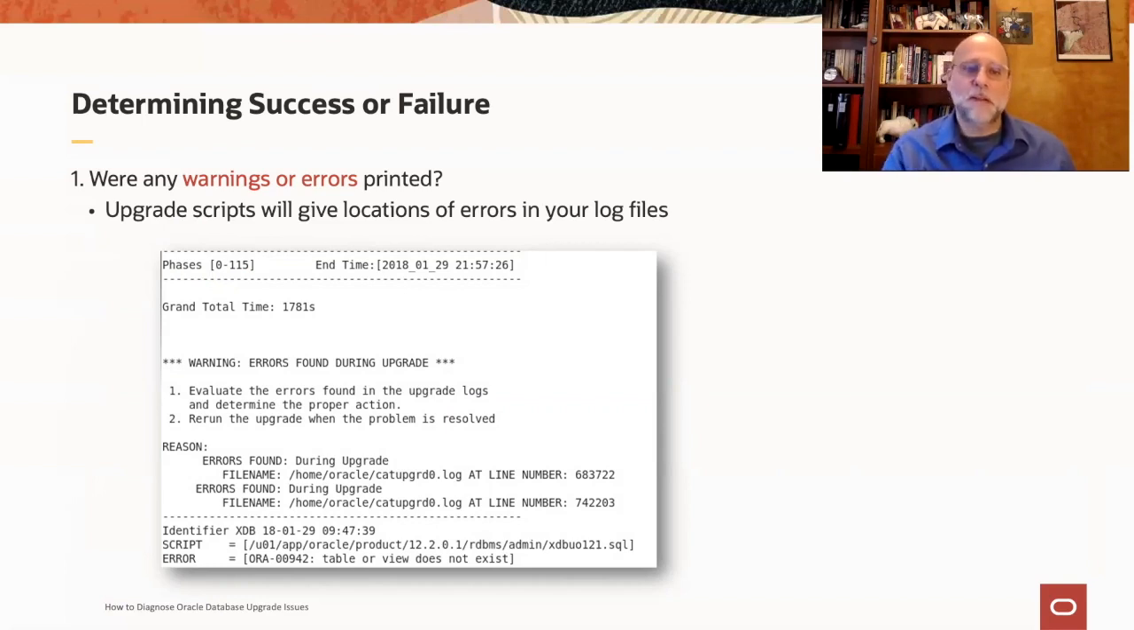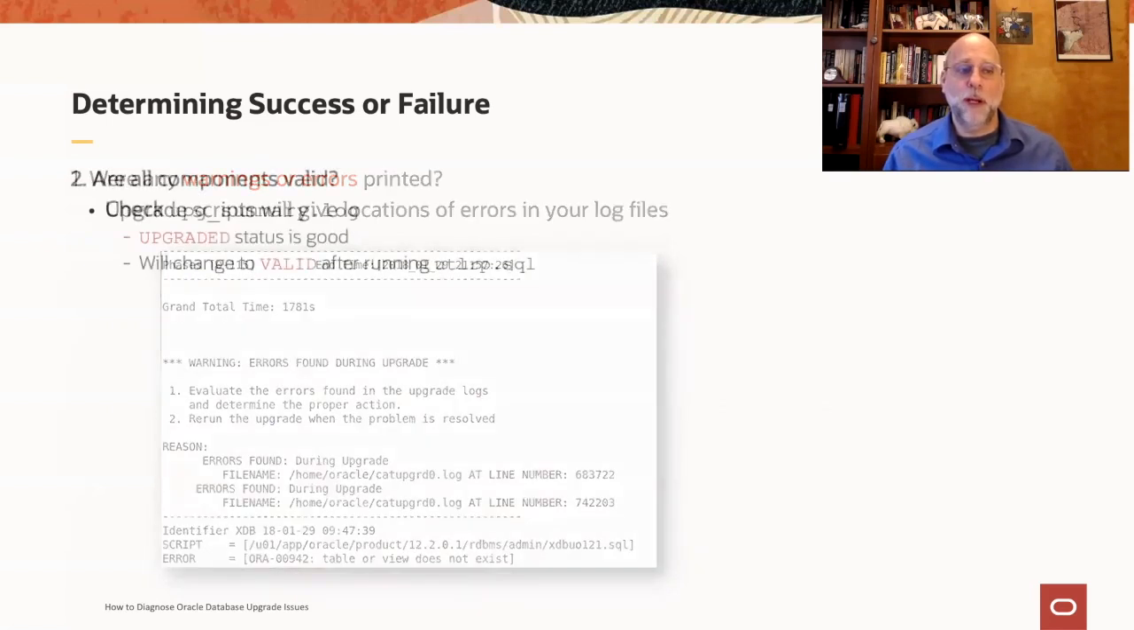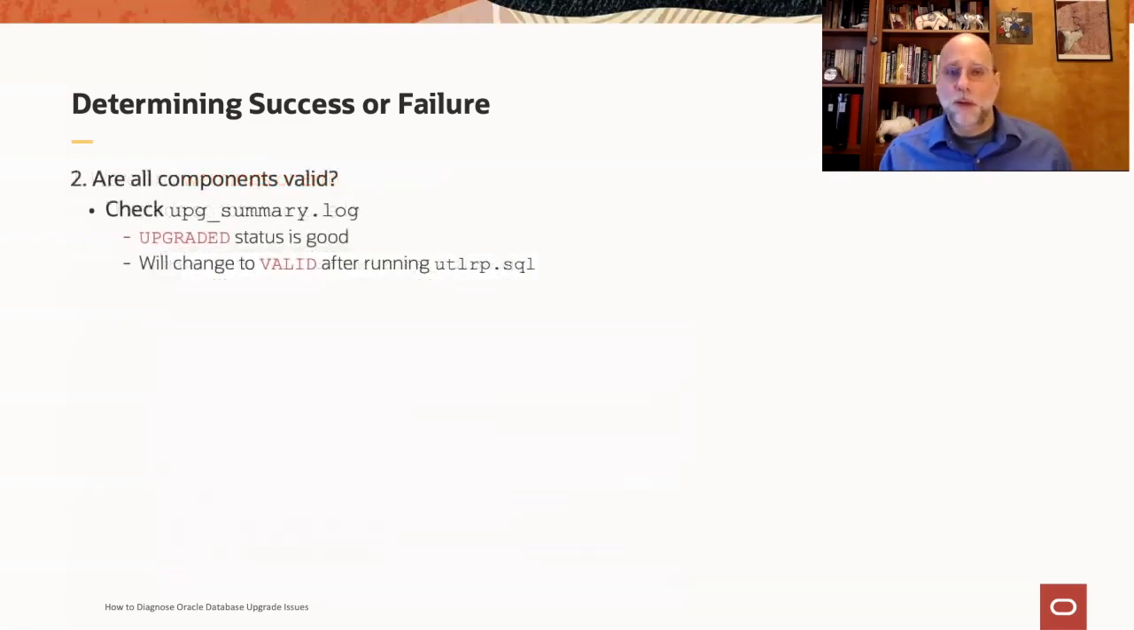So in this case, what we would do is go to the log file, look at what table or view does not exist, and we may have to perhaps reinstall the XDB component to make sure that it's in good shape before the upgrade. Another thing that we would do is make sure that components are valid. Look in the upgrade summary log. As I mentioned, upgraded status is good. Invalid status is bad. Upgraded will change to valid after you run UTLRP.